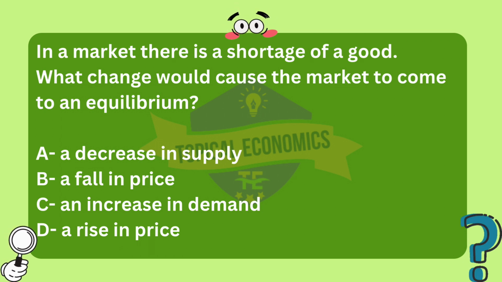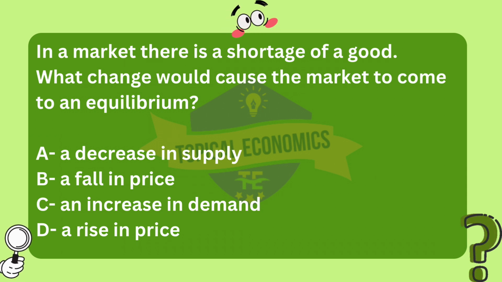The correct answer for this question is option D. A rise in price. In a market experiencing a shortage of a good, the quantity demanded exceeds the quantity supplied at the current price. This imbalance leads to pressure for the price to increase, as buyers compete for the limited supply of the good. As the price rises, a few key things happen.